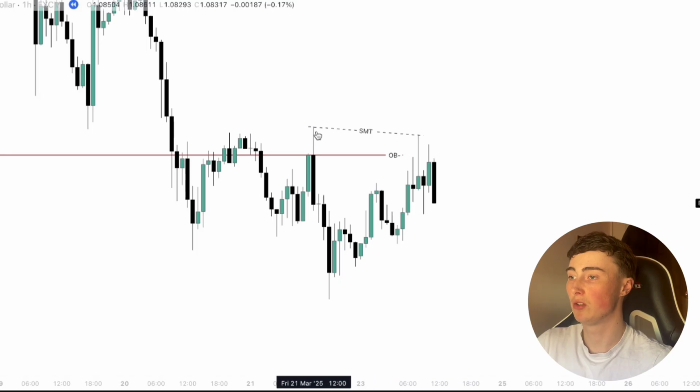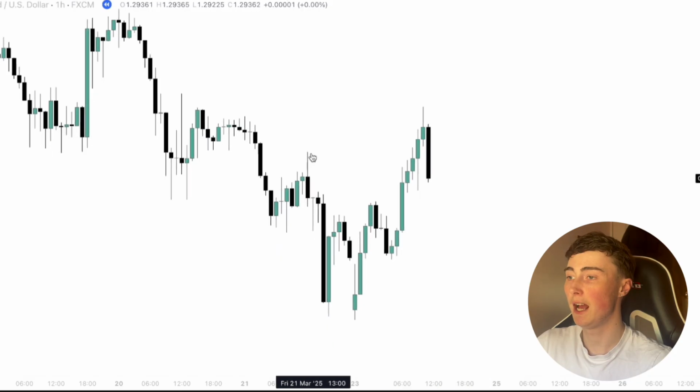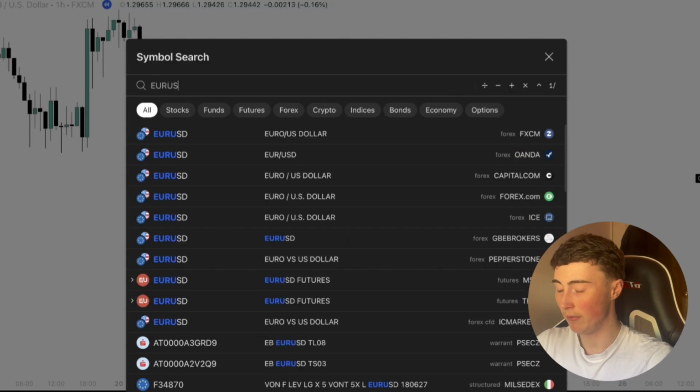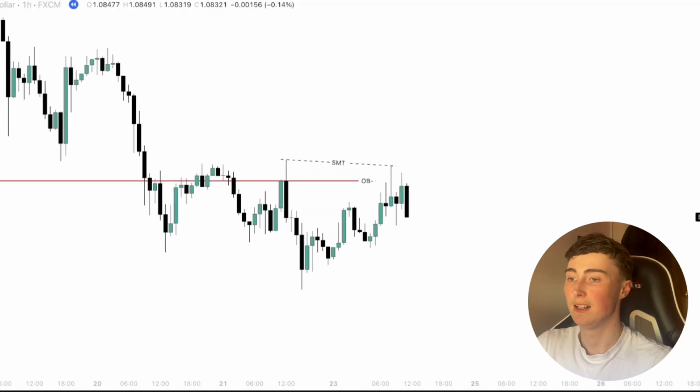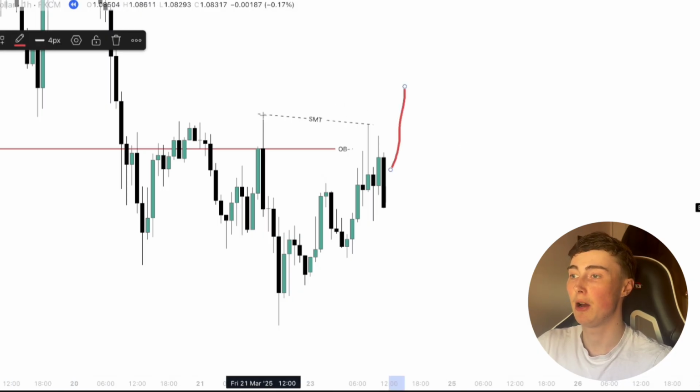Okay, but this high, what time is that? That is Friday at 12. If we go on to GBP USD, Friday at 12 is this high here. And that was very clearly swept. So that's a level of SMT. Now, if you know about SMT, you will know that that is a manipulation. So when we get SMT like this, you can actually just imagine price has taken out that high.